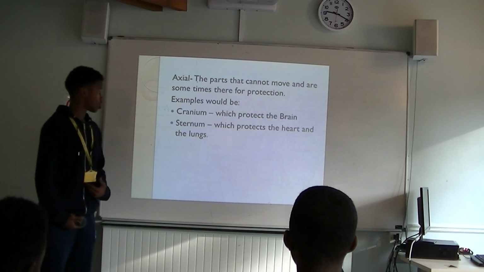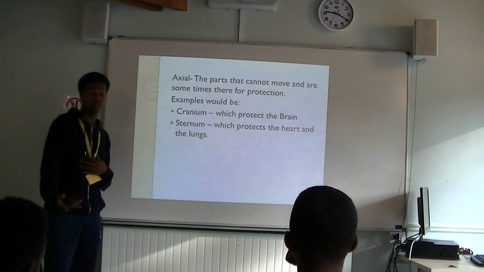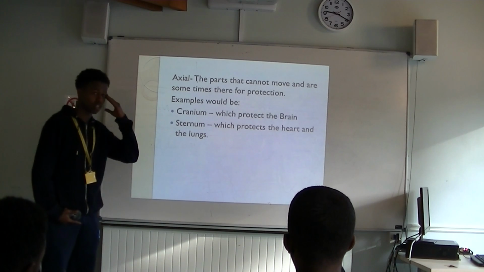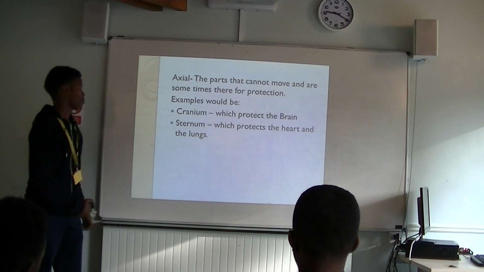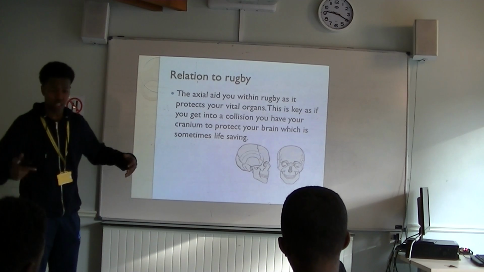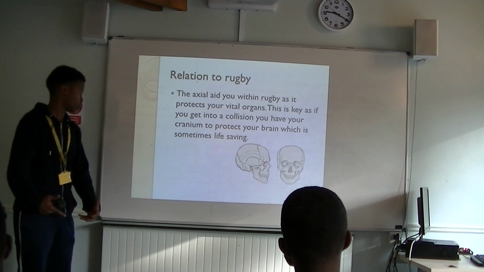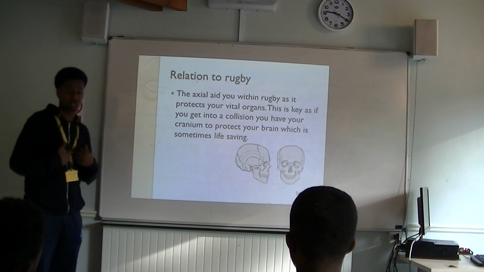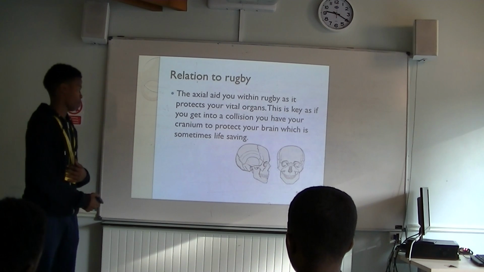The two main parts of the skeletal system are the axial, which are parts that can't move within the center of your body. For example, this would be your cranium, which protects your brain, as well as your sternum, which protects your heart and your lungs. The relation to this in rugby is that it is a contact sport, meaning that you go into collisions with other players, and you may get hit in your cranium as well as your sternum. Due to this, your vital organs won't get hurt.